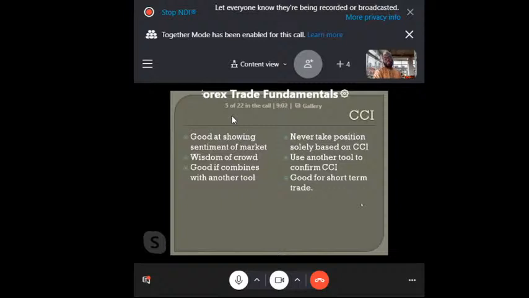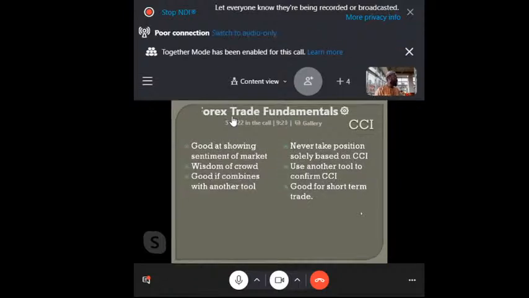CCI is good at showing the sentiment of the market, the wisdom of the crowd. CCI is good if you combine it with another tool, meaning CCI is not a standalone tool. You can never rely on it absolutely. Later in this material, we are going to see the analysis of all these tools. Where are they weak and where are they good? How accurate are they? Hopefully, if we can do it, maybe it will be in the late evening class. But if our speed doesn't reach that stage, maybe we'll do it next class.